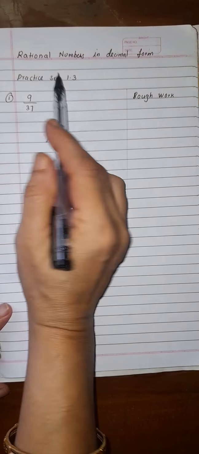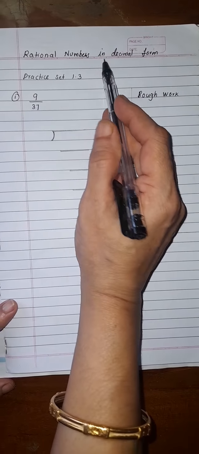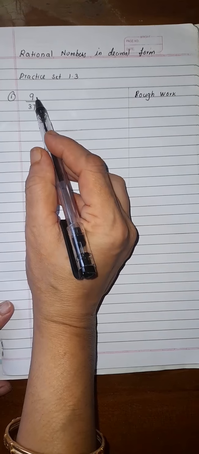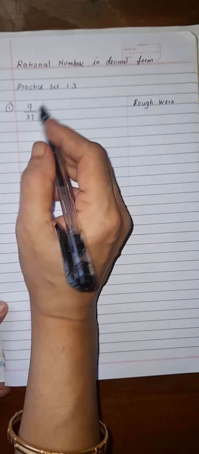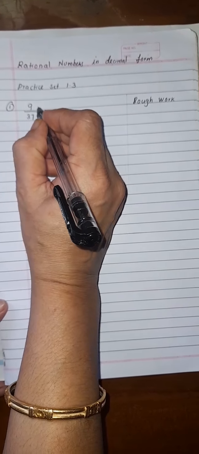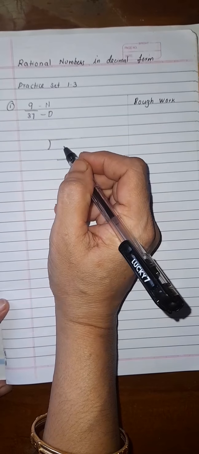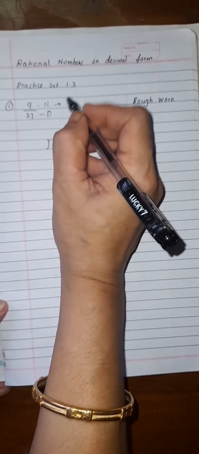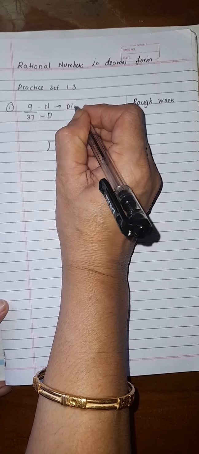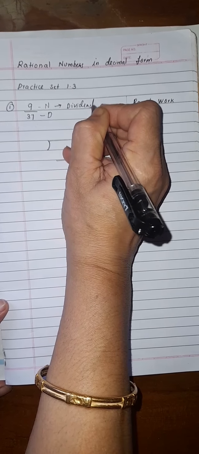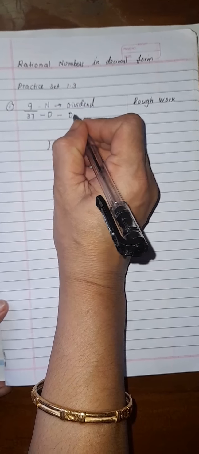Today let us study how to convert rational numbers in decimal form. So here is a rational number. We have 9 upon 37. So 9 is in the numerator and 37 is in the denominator. Always remember children, a numerator is a dividend and a denominator is always a divisor.